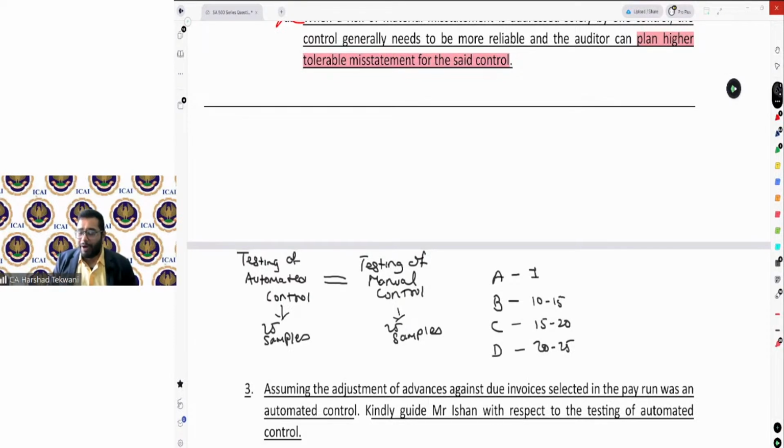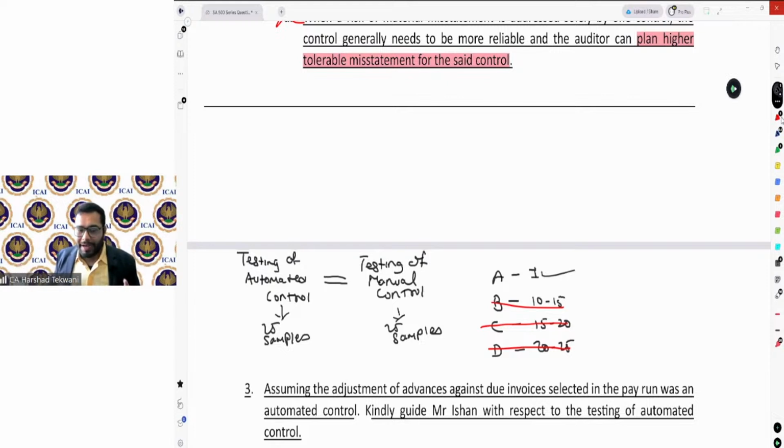Janvi, can you explain the reason behind your option? Okay, let me tell you. When I'm testing an automated control, the sample size that I need to take is not option D, not option C, not option B. It is option A, only one sample. I'll tell you the logic behind it.